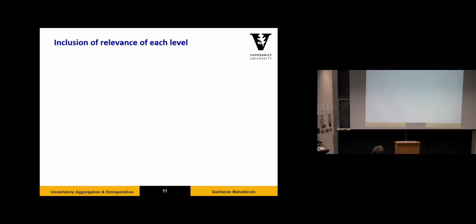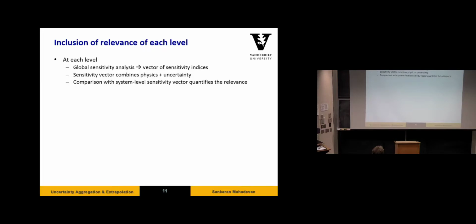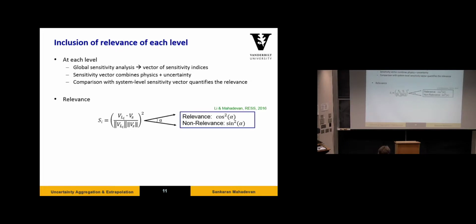But if I also bring in the relevance, then how do I do that? There may be many ways of thinking about relevance based on physical arguments and so on. So we have pursued using sensitivity analysis. We basically compare the sensitivity of the level at which you got the data and the sensitivity of the level at which you are doing prediction, and we compare the two sensitivity vectors for the same parameters. This is the sensitivity vector at level I, and this is the sensitivity vector at S.